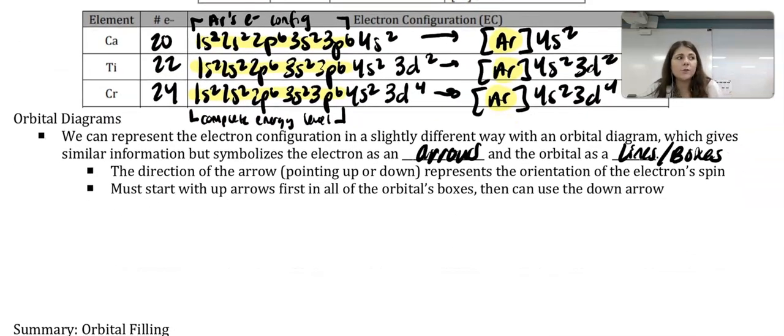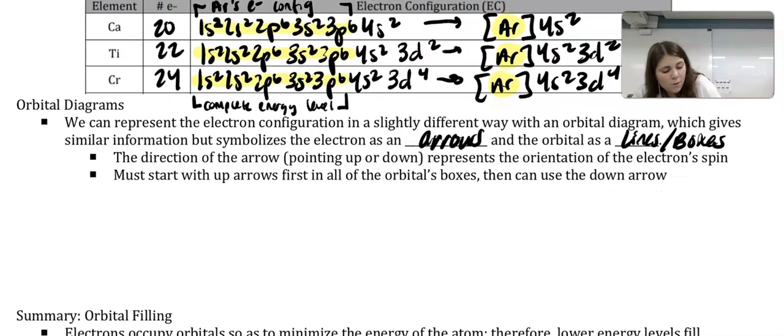One thing to note, the direction of the arrow pointing up or down represents the orientation of the electron spin, which we actually talked about previously when it comes to the Pauli exclusion principle. Then you must start with an up arrow first in all of the orbital boxes, then you can use a down arrow. So stay consistent. We don't want two up arrows. We don't want two down arrows, okay? So just bringing back this little piece of information. Remember, one orbital can hold 2 electrons.